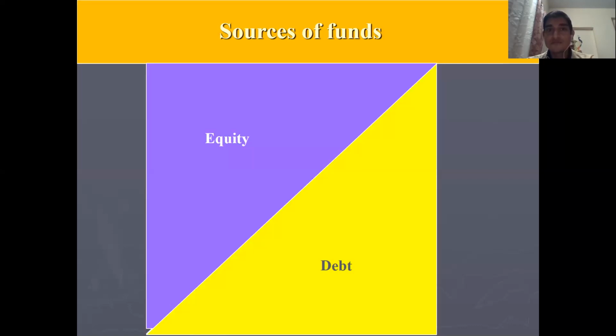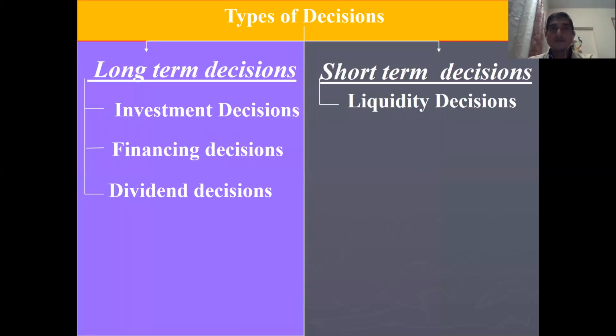So this much is sufficient to understand what the sources of funds are. More will come in the subsequent parts. Now coming to the various types of decisions a financial manager has to take. Broadly, they are classified into two: one is long-term decisions and the second one is short-term decisions.